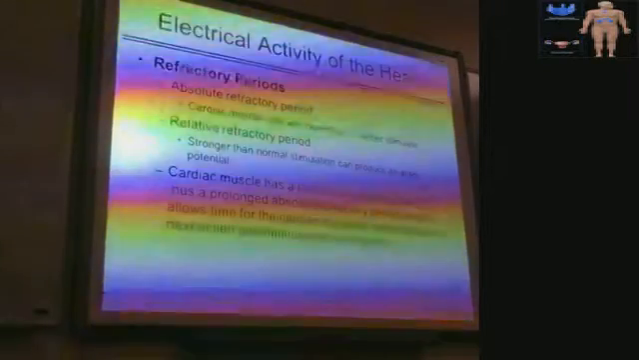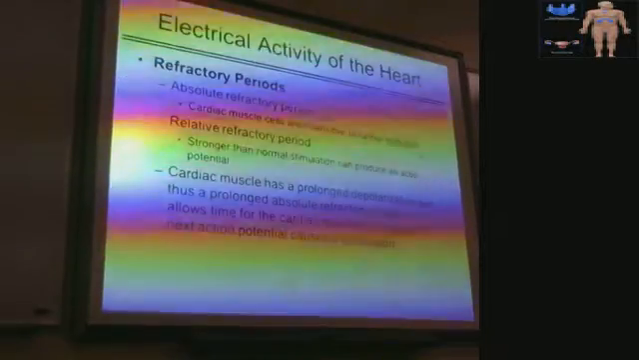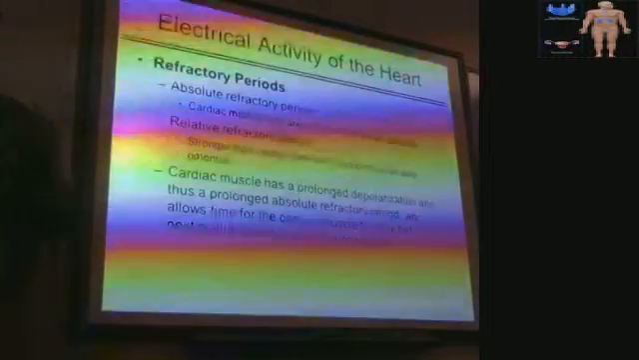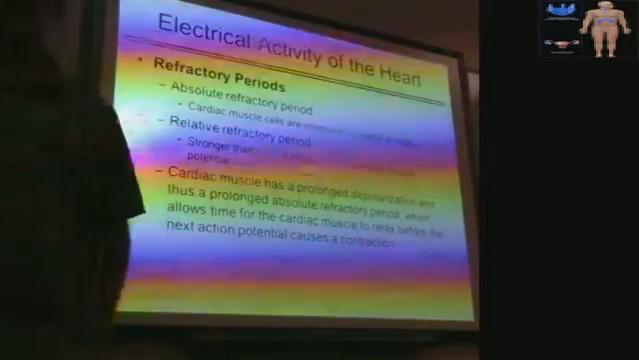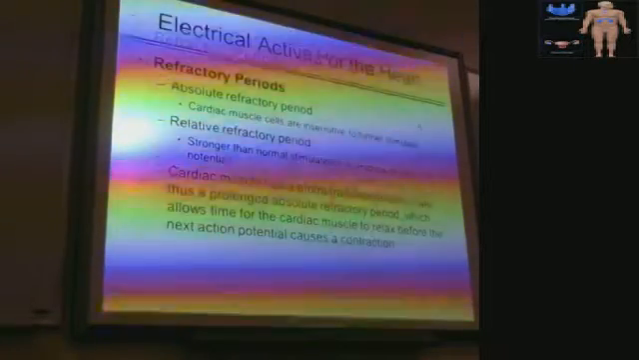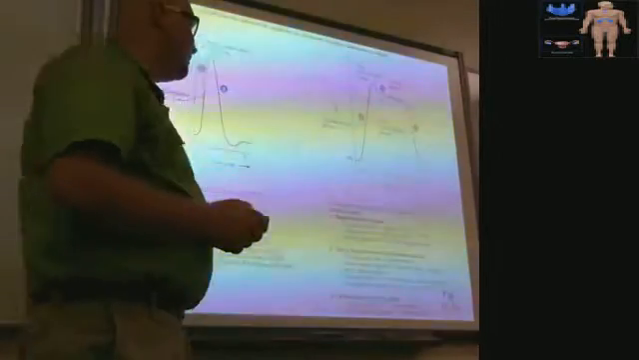Cardiac muscles have a prolonged depolarization and a prolonged absolute refractory period, which allows time for the cardiac muscle to relax before the next action potential causes a contraction to happen.